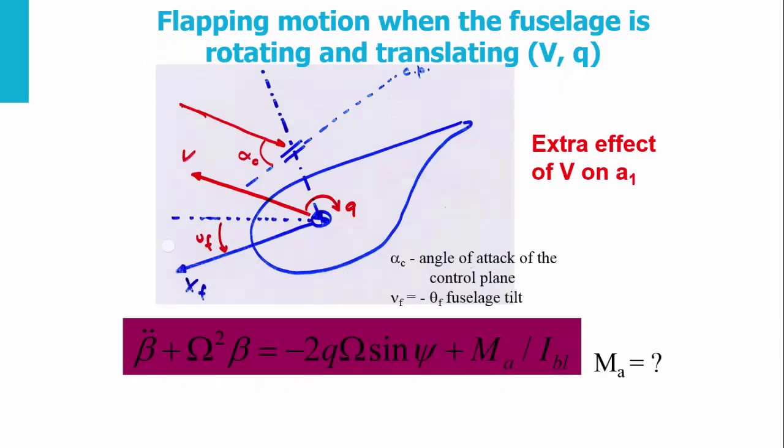Now, consider that we are having the fuselage free, and we are translating with a velocity v, and the helicopter is rotating with a pitch rate q. The equation of motion that we should start with is, of course, again a second order differential equation for the flapping motion. The Coriolis term should be introduced. The only difference when we are having the fuselage translating is that we have different aerodynamic forces which will produce different aerodynamic moments.